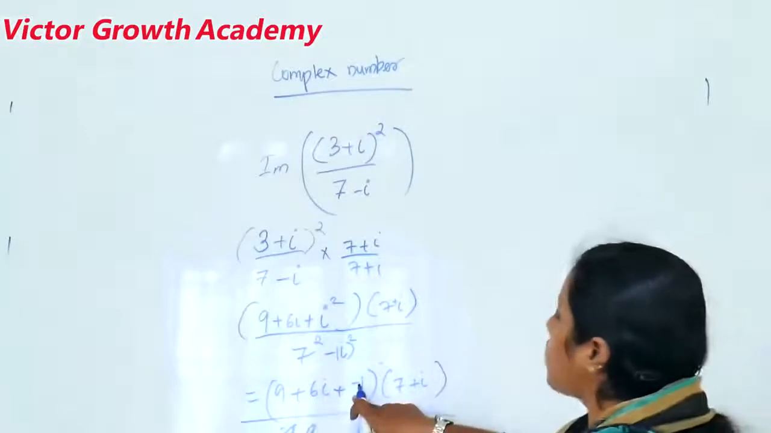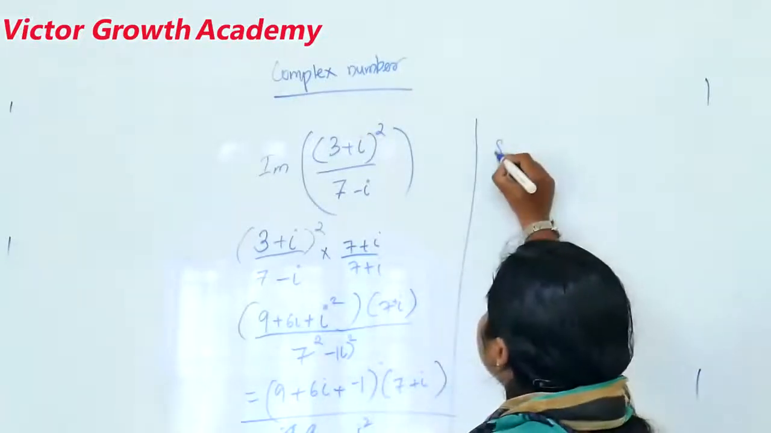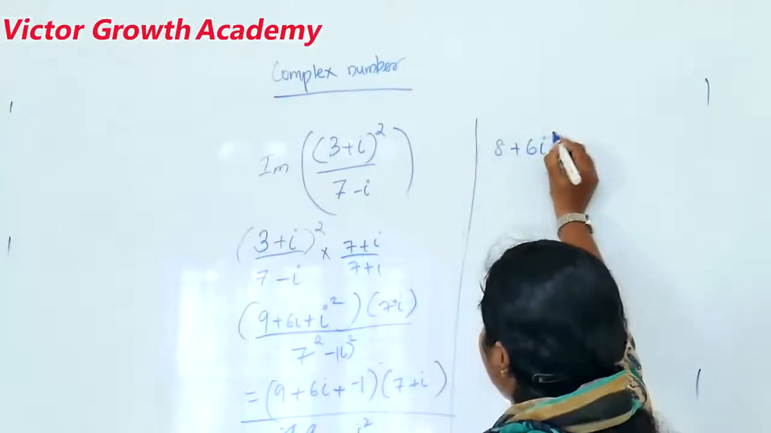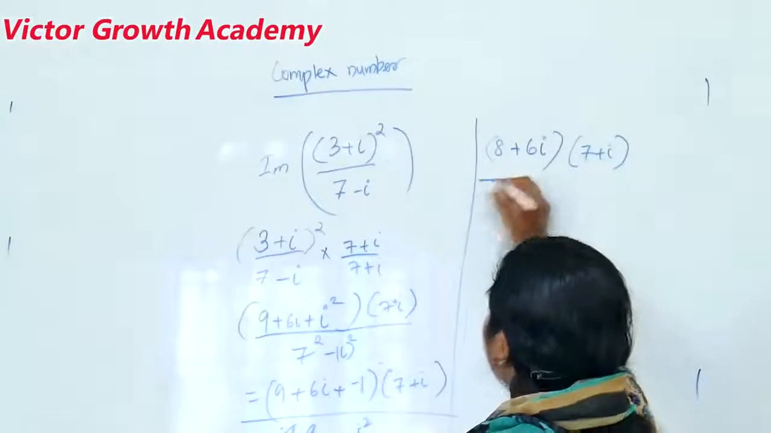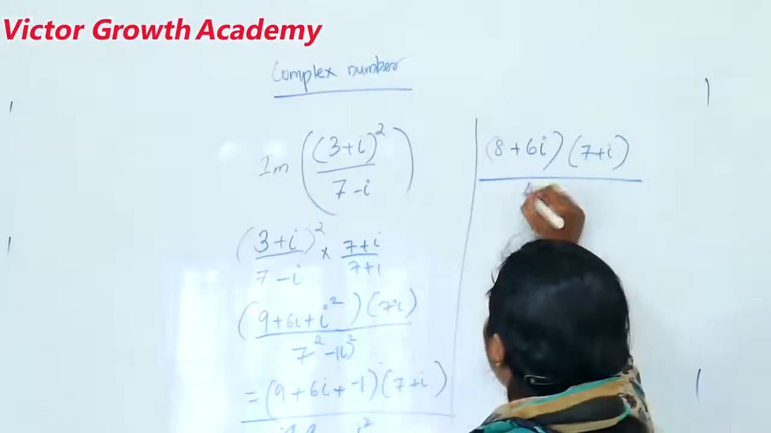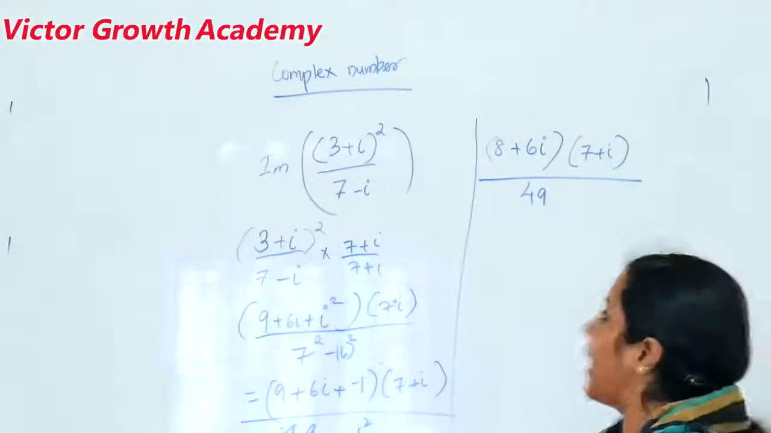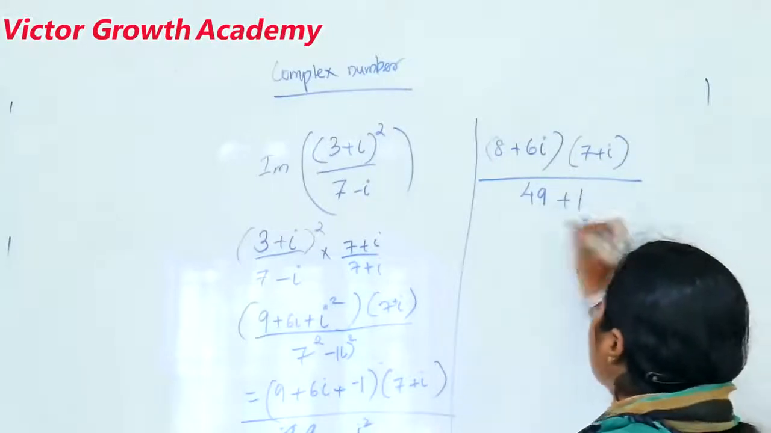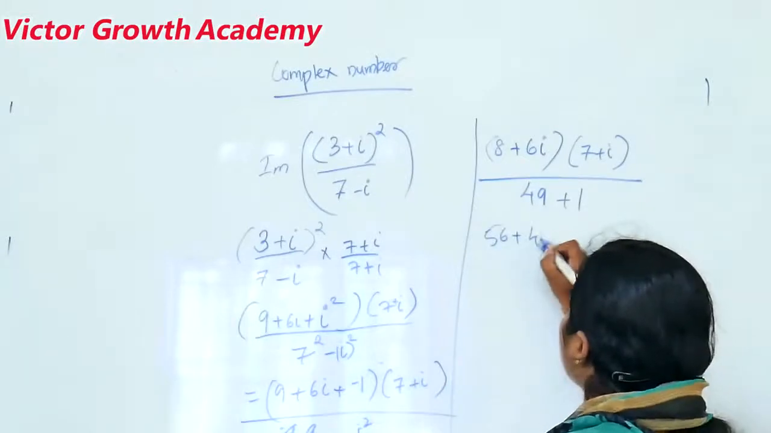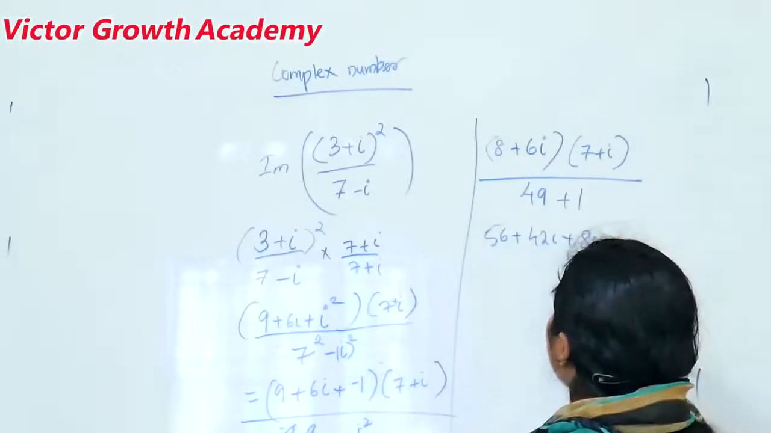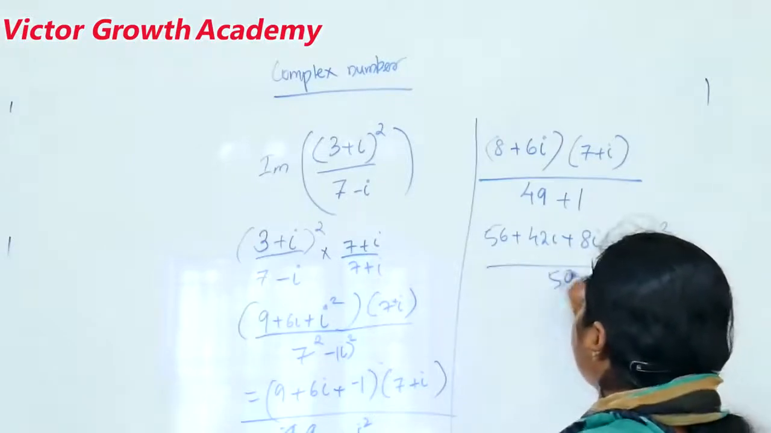So 9 minus 1 will become 8, 8 plus 6i. 8 plus 6i into 7 plus i, divided by 49 minus i square. Here i square is minus 1, and minus minus 1 will become positive 1. So opening the bracket: 56 plus 42i plus 8i plus 6i square, divided by 50.